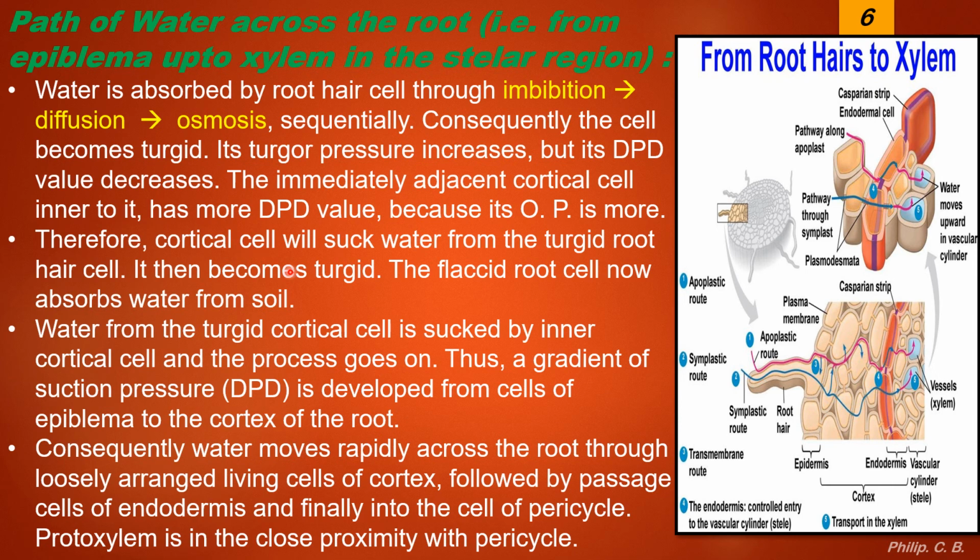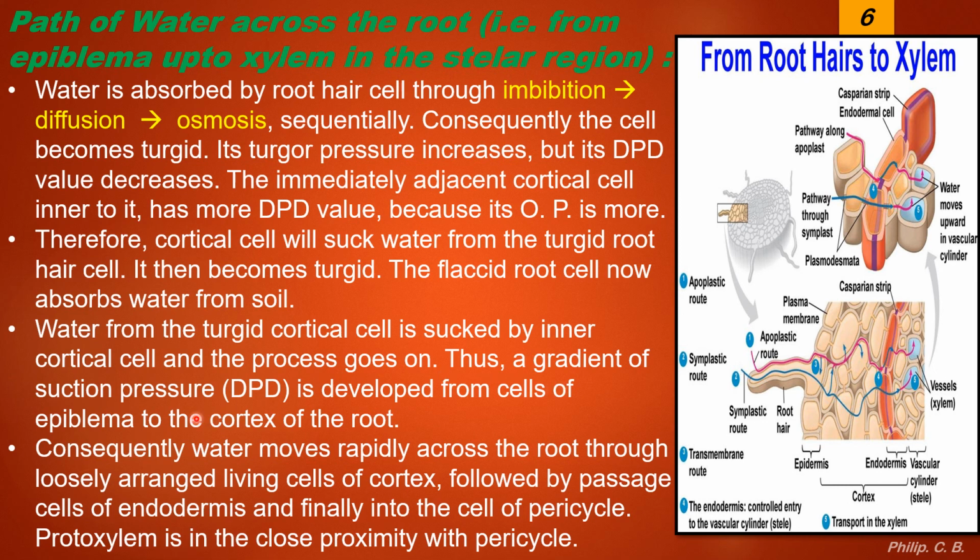It then becomes turgid. The flaccid root cell now absorbs water from the soil. So you can see the stepwise process. The root is turgid initially, so the cortical cell absorbs water from the root, which then becomes flaccid. Then in turn the root cell absorbs water from the soil, and again it becomes turgid. Water from the turgid cortical cell is sucked by the inner cortical cell, and the process goes on.